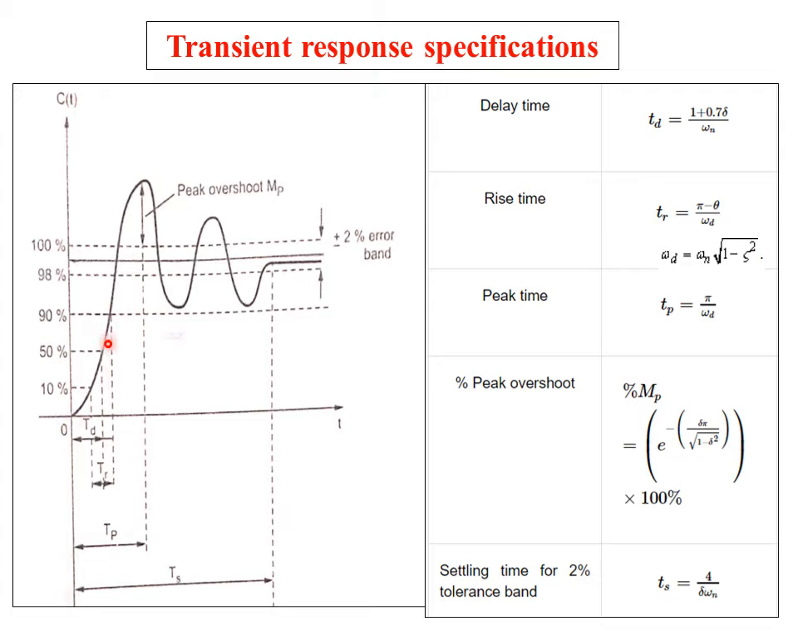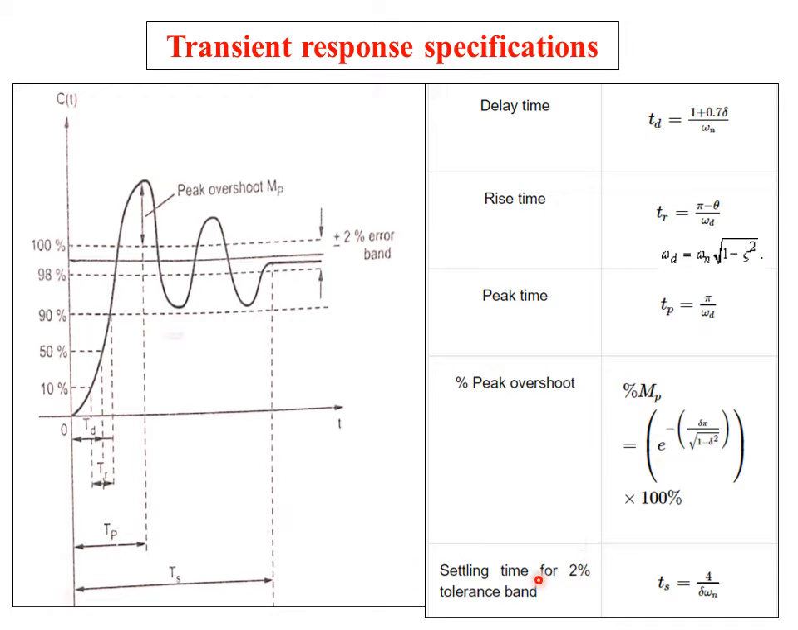The first one is the delay time. Whenever the system gives 50% of the output, that we call the delay time. The second one is the rise time. Whenever the system output ranges between 10% and 90%, it is called the rise time. Then peak time: the time of the first peak is called the peak time. Then peak overshoot: the magnitude above 100% is called the peak overshoot. The next one is the settling time. How much time it takes to settle is called the settling time.